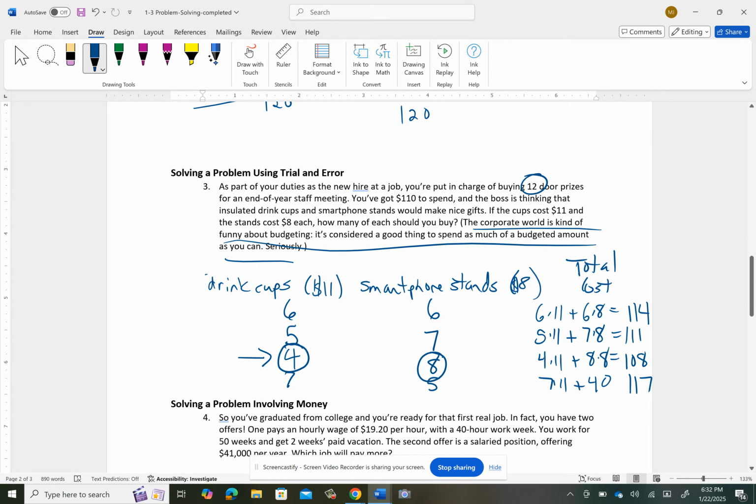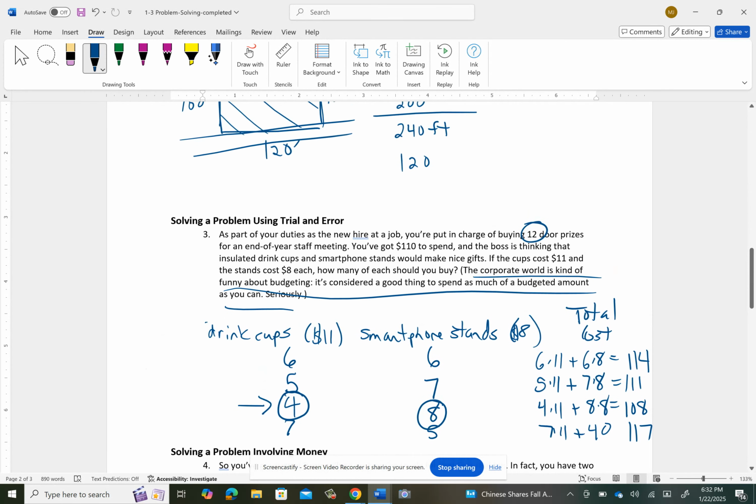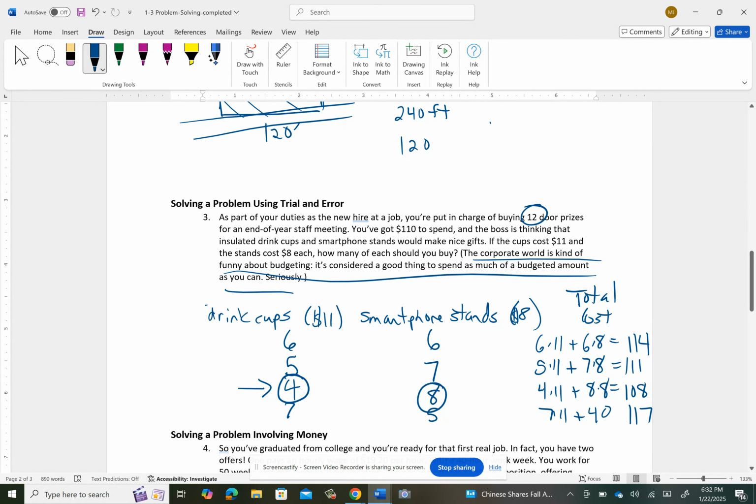Interesting. All right, you don't need to know this right now, but I'm gonna go ahead and work this using a system of equations. I'm gonna let x equal the number of cups and y equal the number of stands, and then the total of those two has to be 12, and then I know 11 times each cup plus 8 times each stand, I want to equal like 110 if possible.